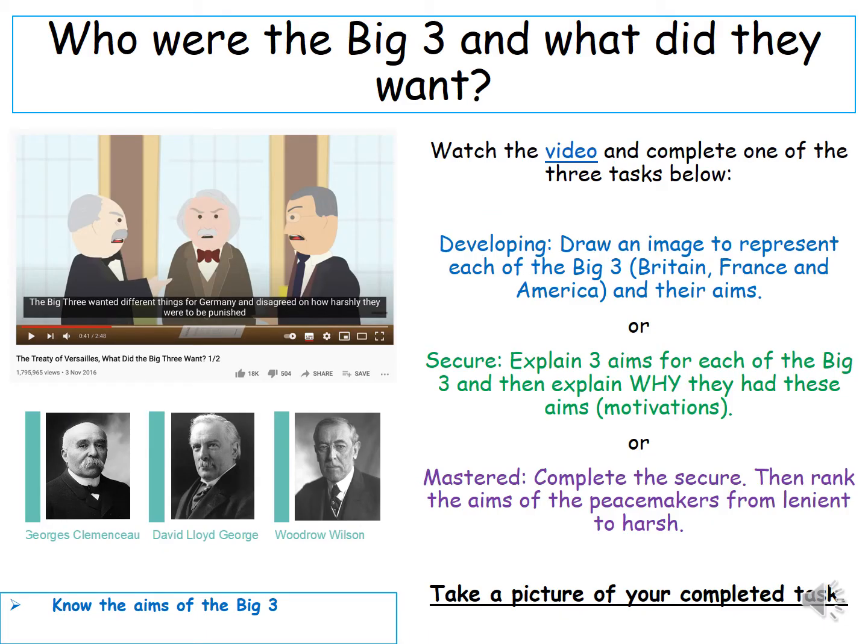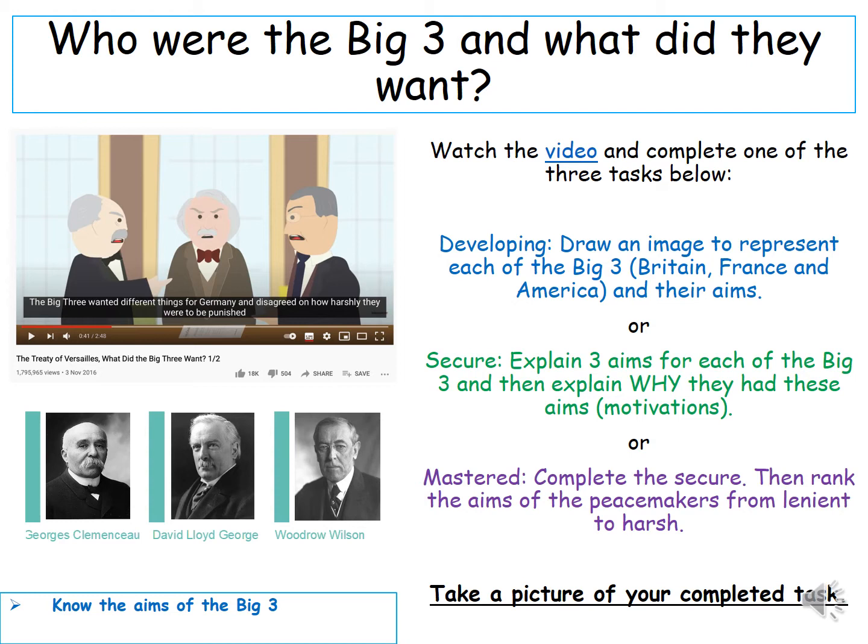So the first learning objective is to know the aims of the big three. So we need to know who the big three were and what they wanted out of the Treaty of Versailles. So we'd like all students to watch the video and to complete one of the tasks below. Developing students, I would like you to draw an image that represents each of the big three and their aim. So just one image, please, of each one. Secure students, could you explain the three aims for each of the big three, what they actually were, and why they wanted these aims?